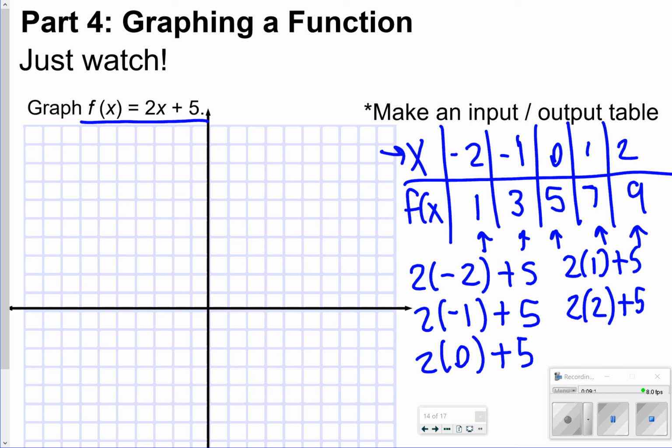Okay? And then you just go over here and plot your points. -2, 1; -1, 3; 0, 5; 1, 7; and 2, 9. Once you're done, you do want to connect your points because this is a linear function because it's written in the form of y is equal to mx plus b. Okay, so that's all you're going to do for number 6.